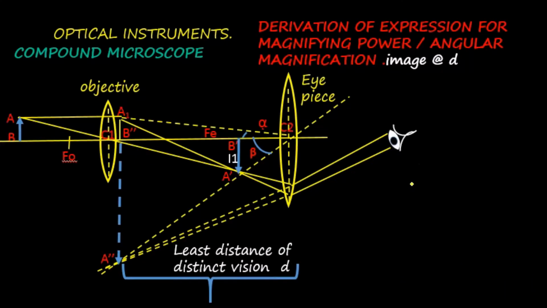Now let us start the derivation. We will just familiarize ourselves with this diagram. I have already uploaded a video on how to draw the ray diagram for a compound microscope for the two cases: one when the image is at the least distance of distinct vision D, and another for the image at infinity. The first case we are taking here is the image at the least distance of distinct vision.